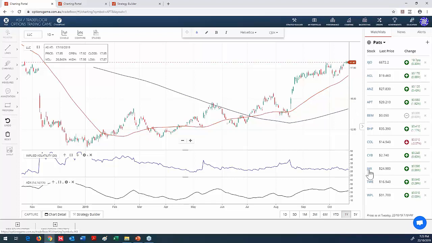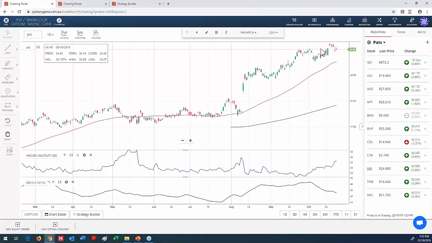The other one, James Hardy, is already a lit long trade. That presented itself the other day, and it's still behaving itself. The market came off and it held pretty firm, so that's still looking good. We'd still be happy to be in that lit long position.